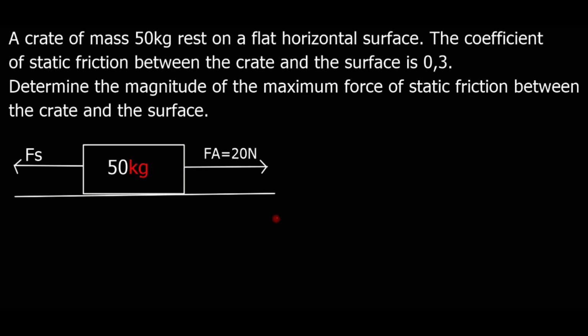Let's see this one. A crate of mass 50 kg rests on a flat horizontal surface. The coefficient of static friction between the crate and the surface is 0.3. Determine the magnitude of the maximum force of static friction between the crate and the surface. This object is not moving because of the coefficient of static friction.